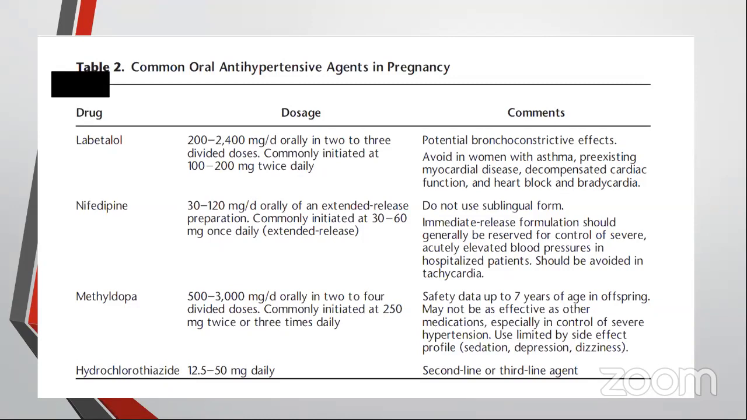Side effects can include maternal tachycardia. The sublingual route is not recommended. Methyldopa, although it is a weak drug, can still be used during pregnancy, starting from 500 milligrams up to 3000 milligrams per day, divided in 2 to 4 doses.